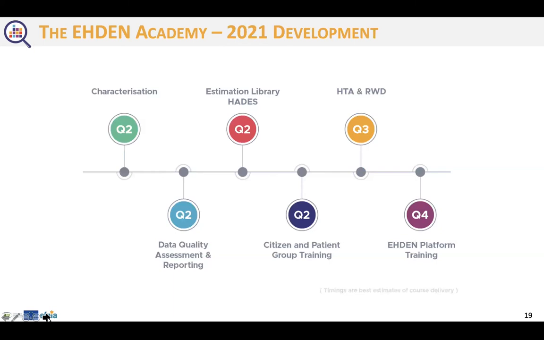Overall, in terms of the EHDEN Academy, we're looking to further expand the capabilities of the courses offered. We're looking to expand into clinical characterization, how that is being done, and data quality assessment and reporting, which will be a pivotal component also for the SMEs participating. And then you see several other trainings which will be provided by the end of this year.